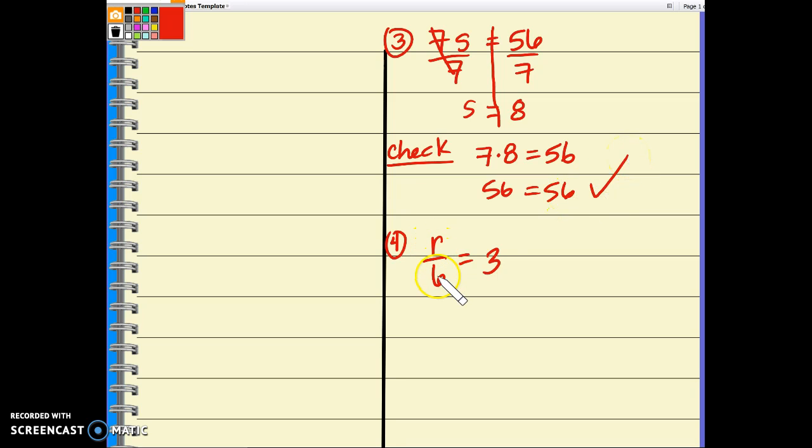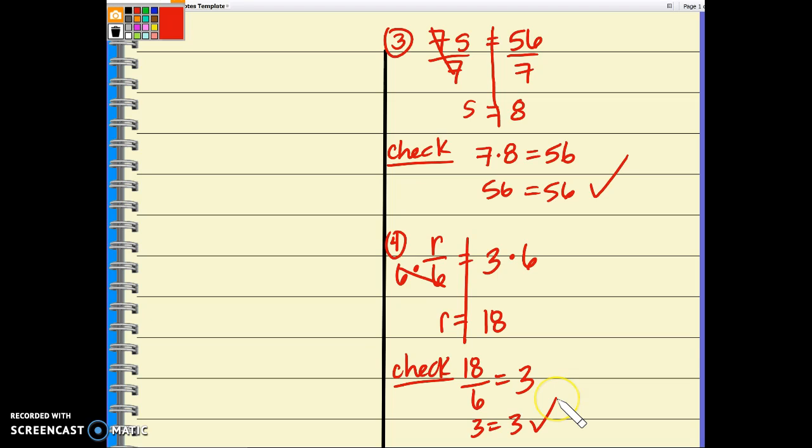Number 4, we have r divided by 6 equals 3. To cancel out division, we'll multiply. Do it to both sides. This cancels out. We get r equals 18. Check it. So we'll plug in 18 divided by 6. 18 divided by 6 is 3, so we got it right.